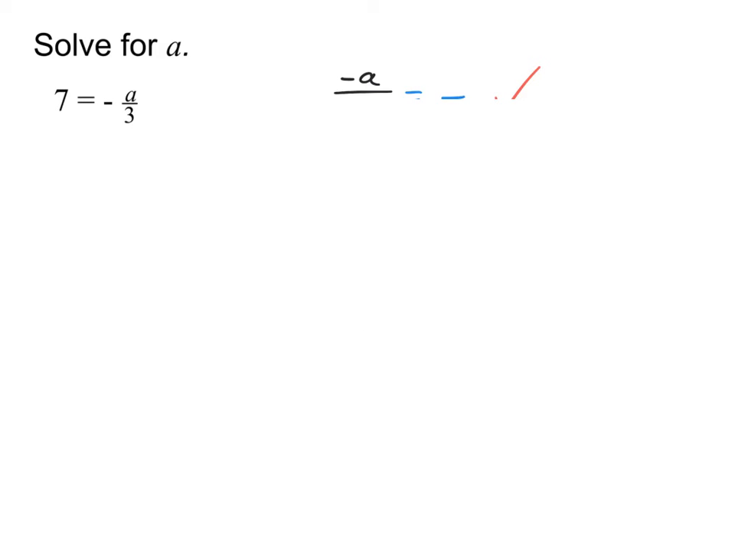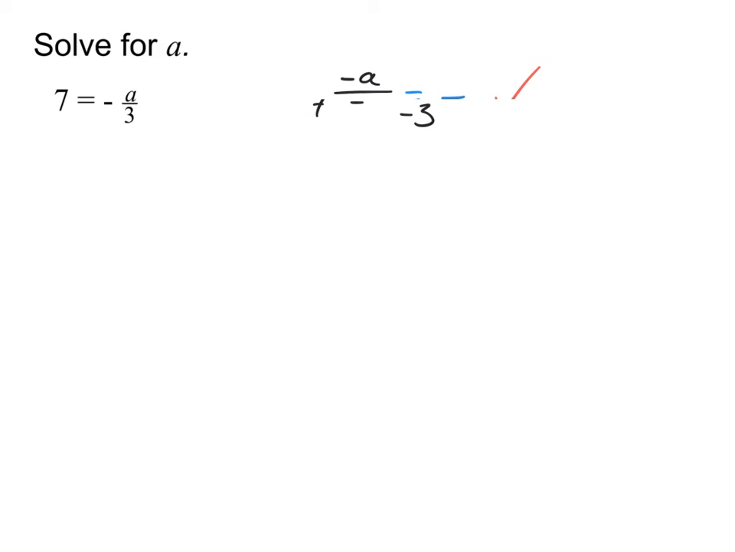So that's the first thing I'm going to do here. Just to illustrate, I'm going to rewrite this over here: 7 equals a over negative 3. It's the exact same thing. It just now is going to be a little bit easier to know what to do next, because if I'm going to try to solve for a, and right now the a is being divided by negative 3, what would I do to both sides to get the a by itself?